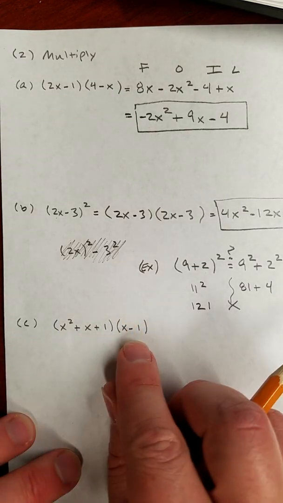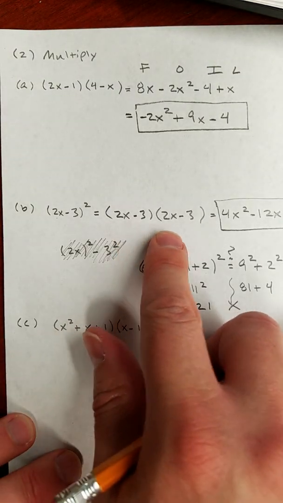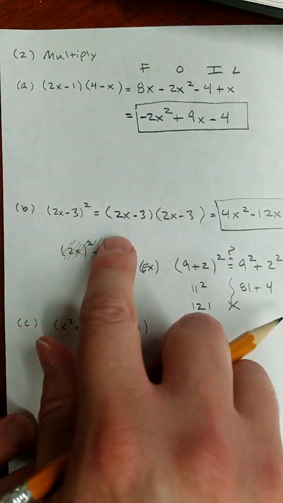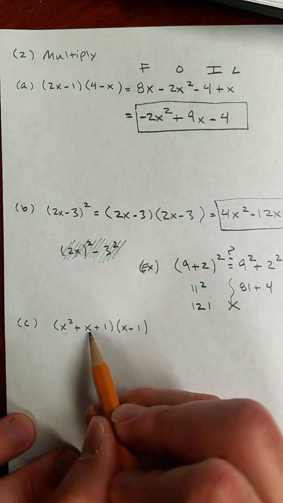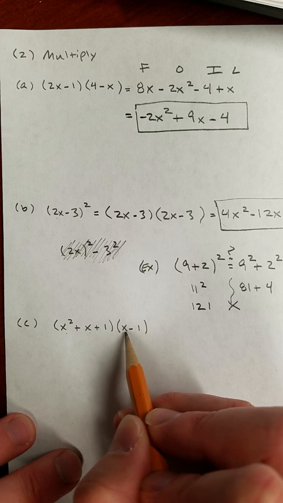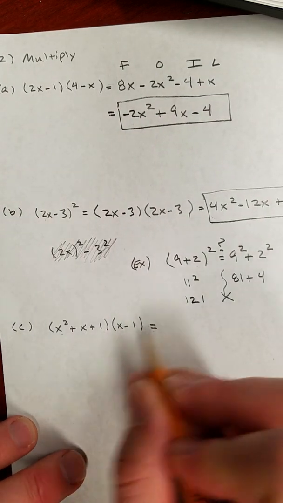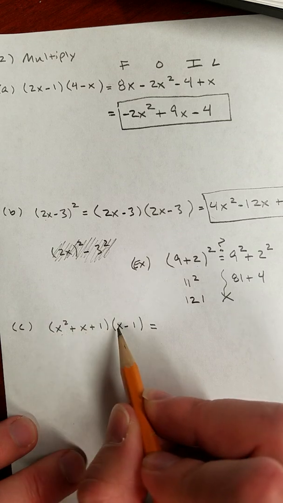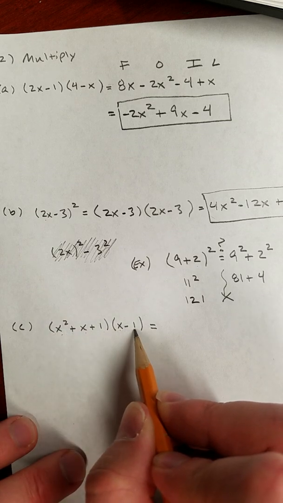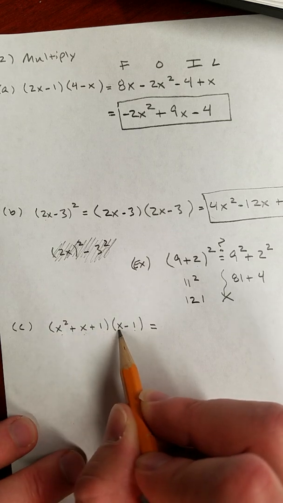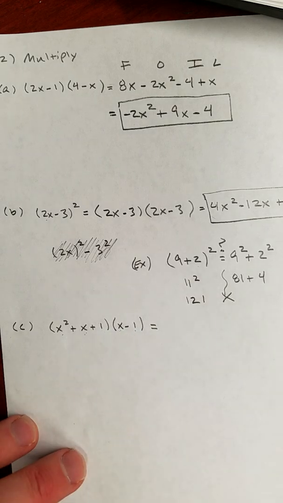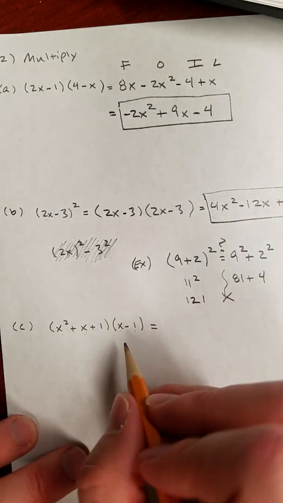This has 3 terms in it, that has 2. I guess all that has to happen when you multiply this stuff together is that every one of these multiplies every one of those. That's all you do. So, in other words, x squared multiplies both of those. Then x multiplies both of those, and so on and so on. Okay, so let's do that.